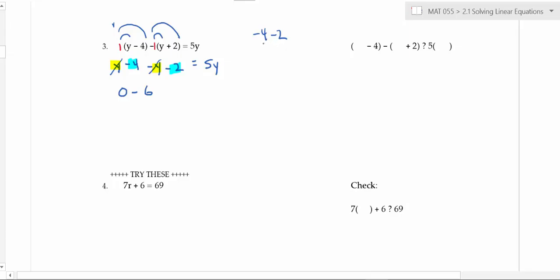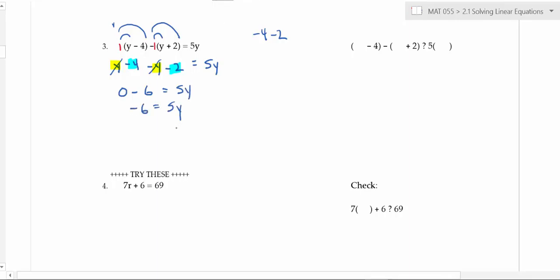All this problem means is you're 4 below 0, and then you're going 2 more below 0, so you're 6 below 0. Temperature's 4 degrees below 0 outside. Temperature drops 2. You're 6 below 0. Come on, think about that. All right, so now what we get is negative 6 equals 5y.